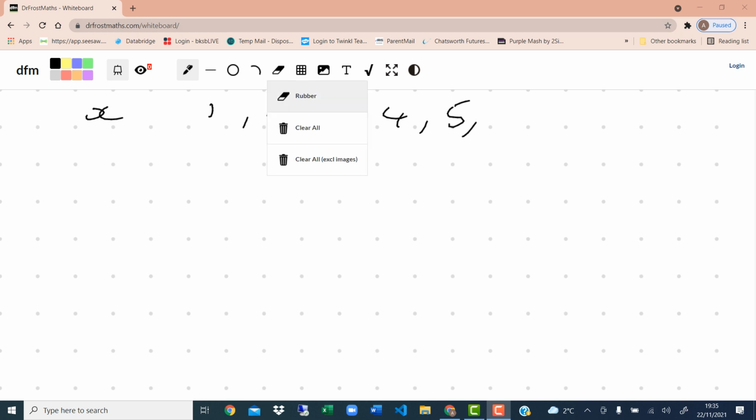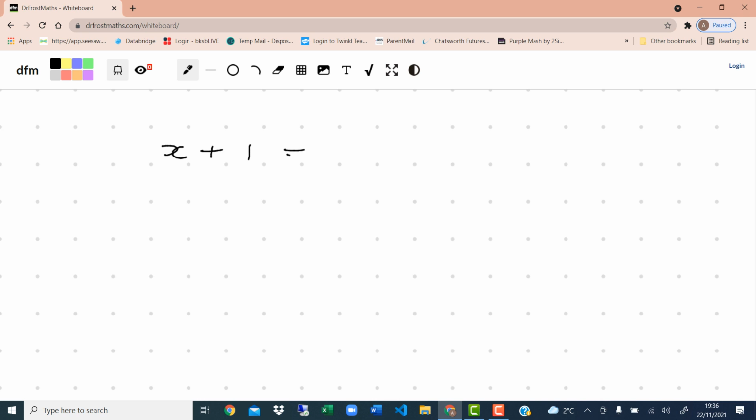So what we do is we are given some information about it which allows us to calculate it. So the example I always give is, sometimes they'll give me, it says x plus 1 equals 6. So if x plus 1 equals 6, can I work out what x is? Tricky question, but the answer is yes, we can.